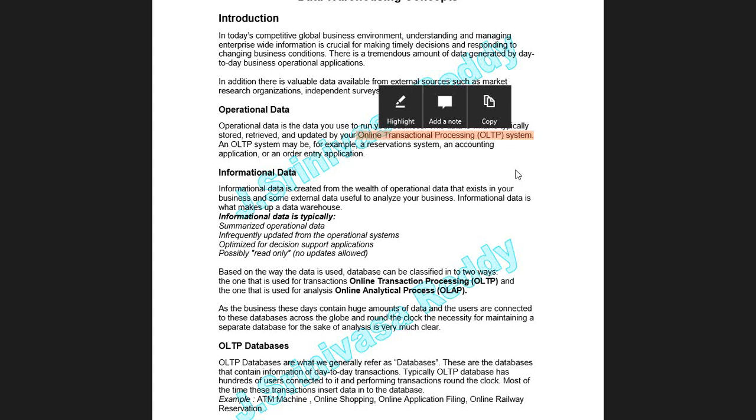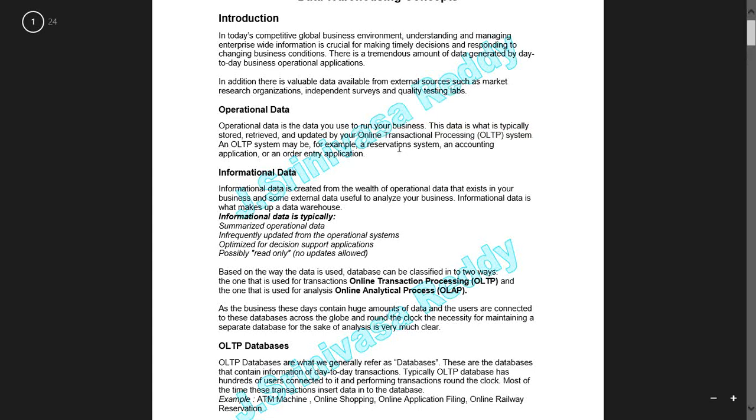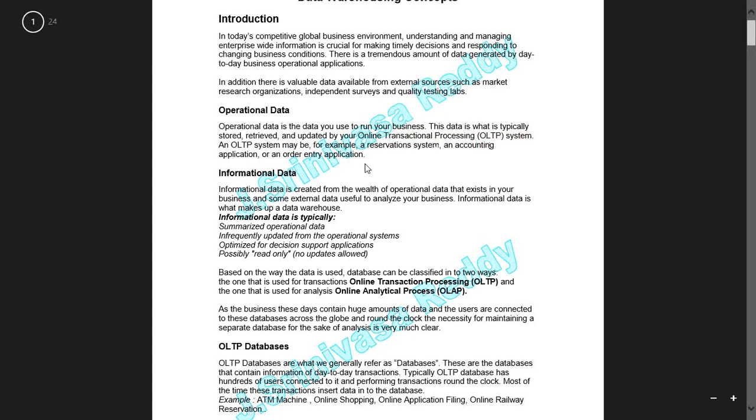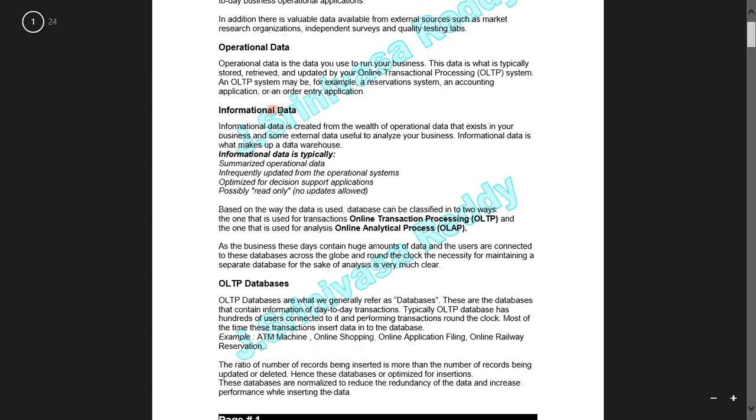So any kind of application, okay, order entry applications, any kind of business application, whether it is web-based or desktop-based or mobile-based, whatever it is, that kind of software system is known as an OLTP system. Through this OLTP system, we are performing day-to-day business transactions. The transactions generate the data which is used to run your business, which is known as operational data, transactional data. Okay.